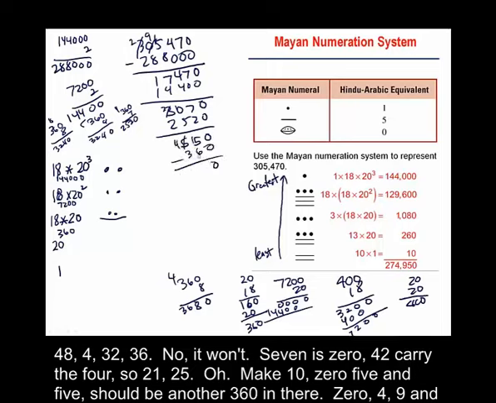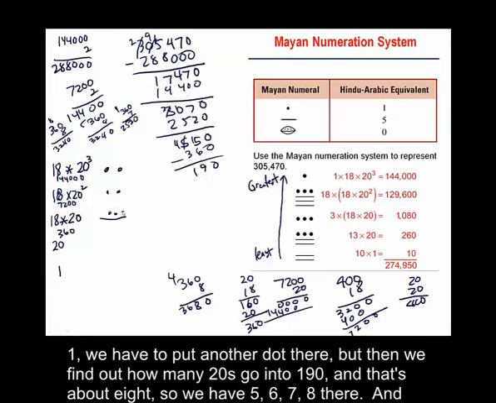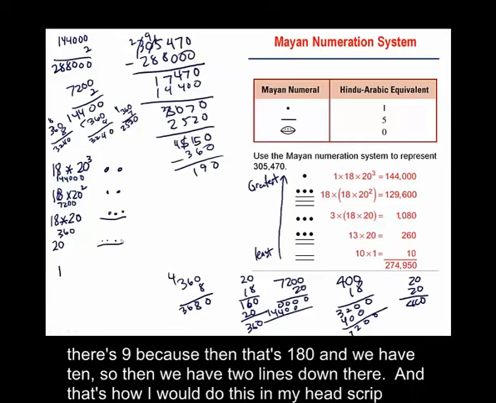0, 4, 9, and 1. So we have to put another dot there. But then we find out how many 20s go into 190. And that's about 8. So we have 5, 6, 7, 8 there. And that was 9, because then that's 180. And we have 10.